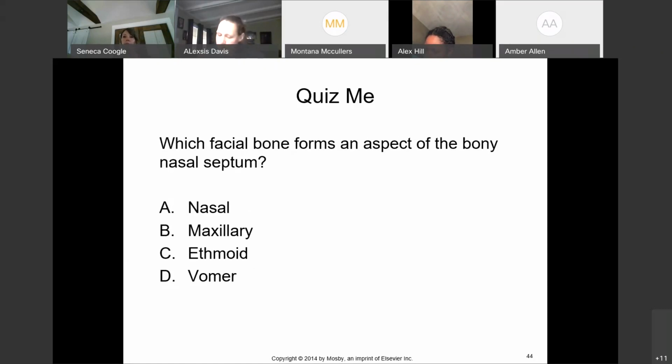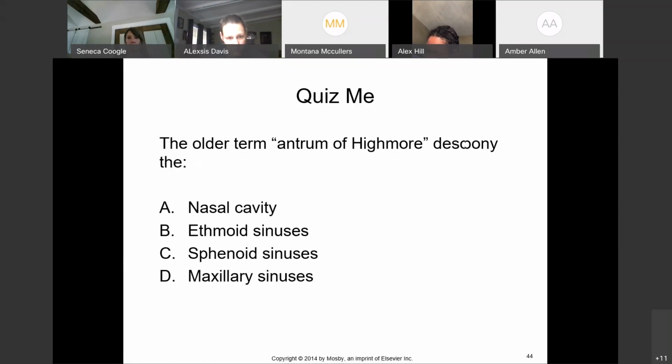Which facial bone forms an aspect of the bony nasal septum? That is the vomer. You can kick ethmoid out altogether because it's not even a facial bone. That's a cranial bone. So that completely takes that one out. You don't have to worry about that one. So the older term, antrum of Highmore, describes the, let's see, maxillary sinuses.